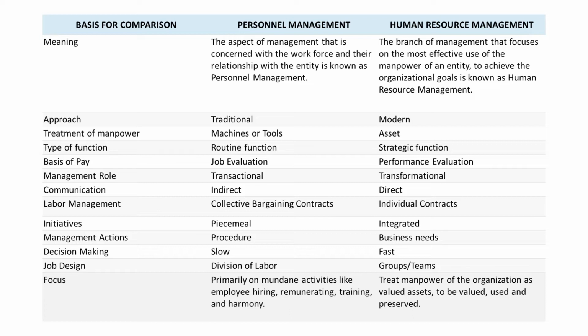Then personnel management is a traditional approach, but HRM is a modern approach. It mainly considers employees as an asset, but the traditional personnel management considered employees as machines or tools, like we discussed in the classical theories. Then it is a routine function, while human resource management is a strategic function, and there the employees are evaluated on the basis of performance. That is performance evaluation, but in personnel management, the job is evaluated. Then it is a transactional type of relationship.